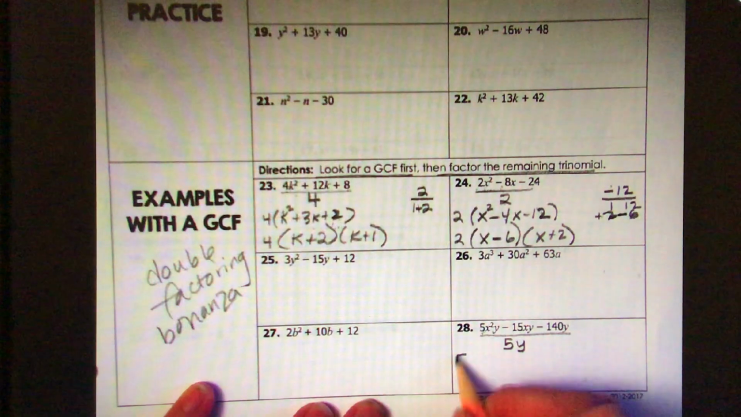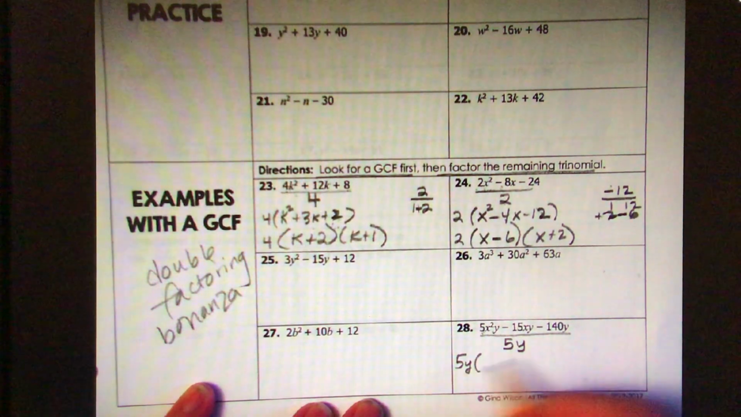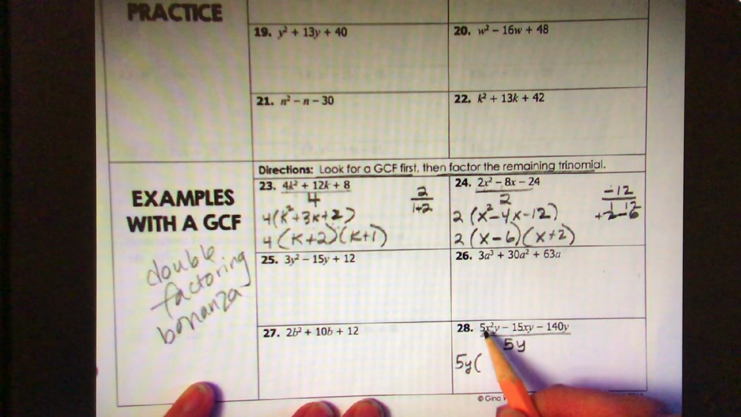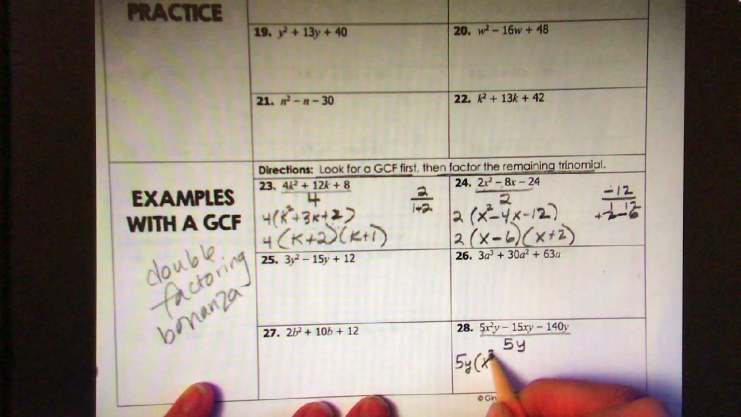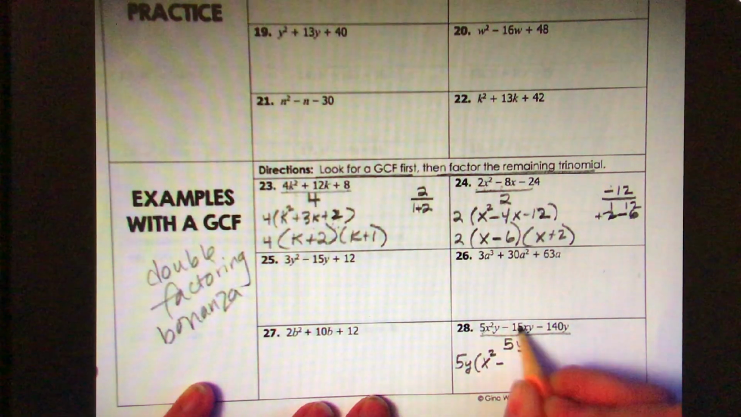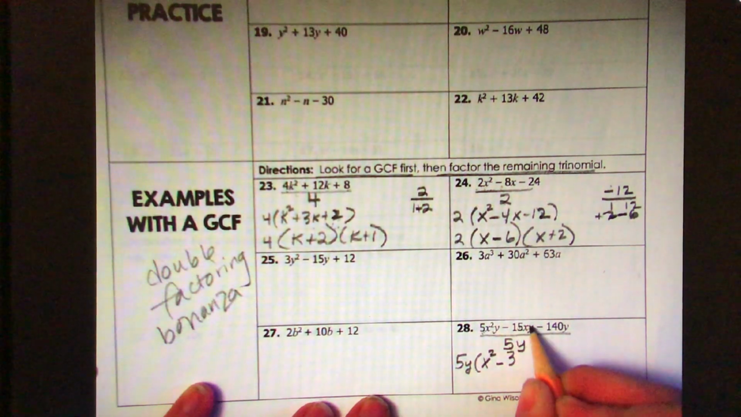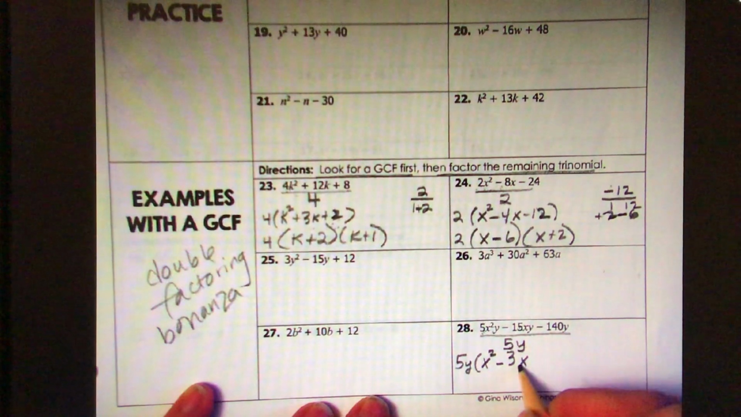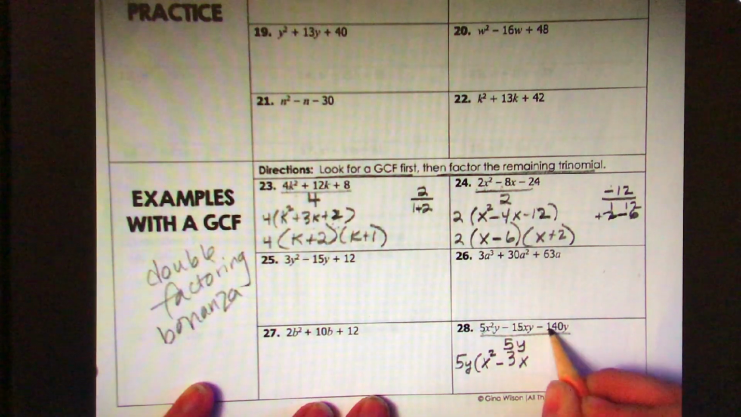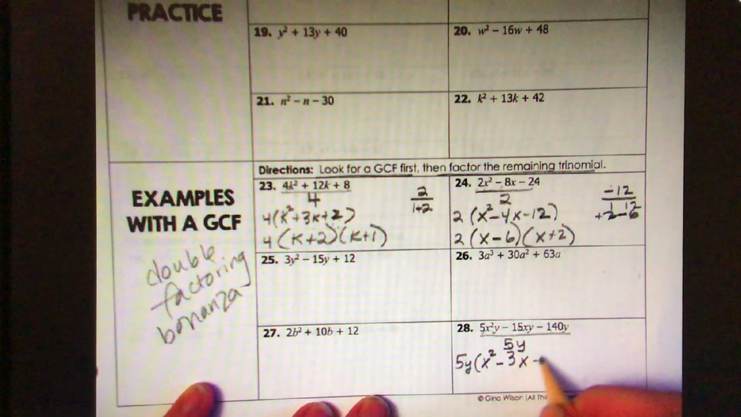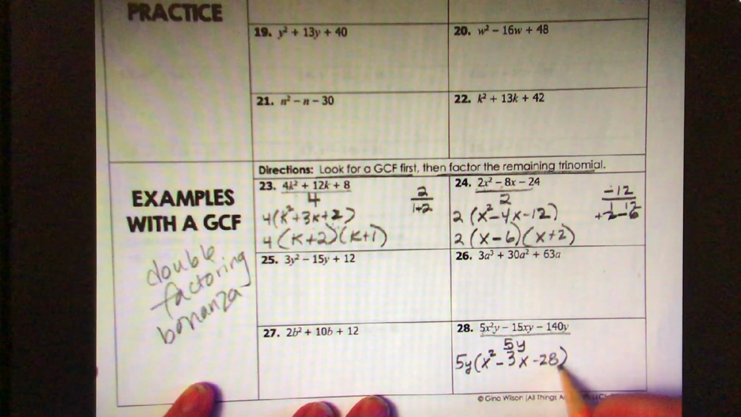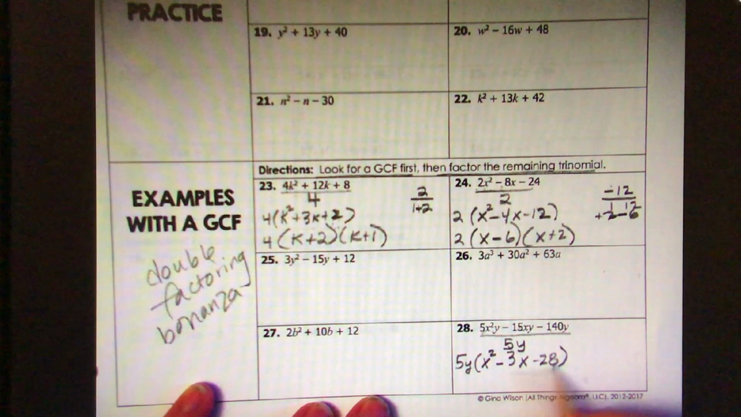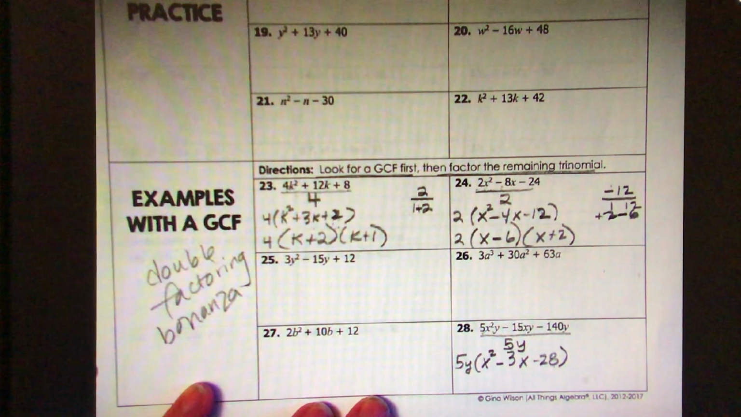So I'm going to extract my 5y, and I'm going to divide everything. So I have 5x squared divided by 5y, which leaves me with an x squared. 15 divided by 5 is 3. My y's cancel, I get an x. And then I have 140 divided by 5, which I know is 28. And the y's cancel each other out. So now I have a trinomial that I can further factor.